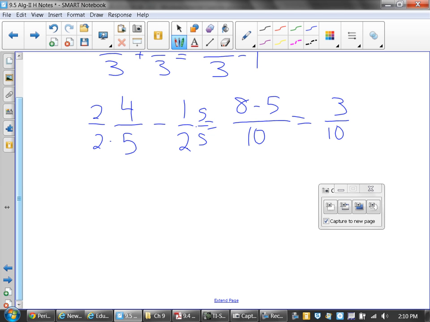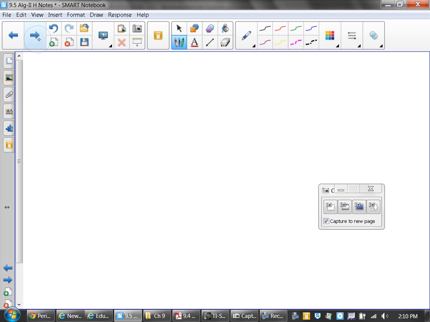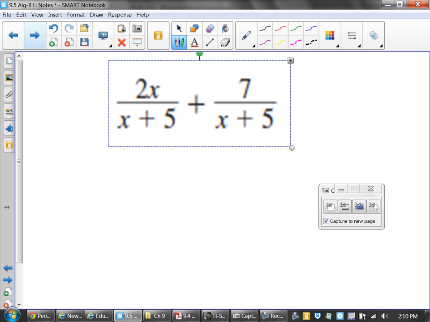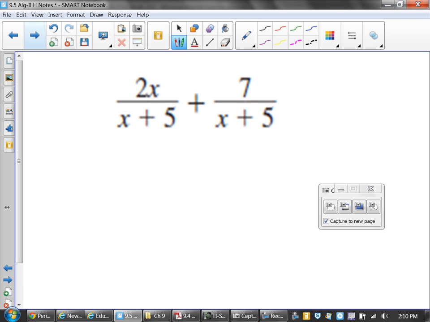Those generic properties of working with these things to find common denominators don't change whatsoever when you're dealing with variables. Nothing changes. For example, I'm looking at this one: 2x over x plus 5 plus 7 over x plus 5.